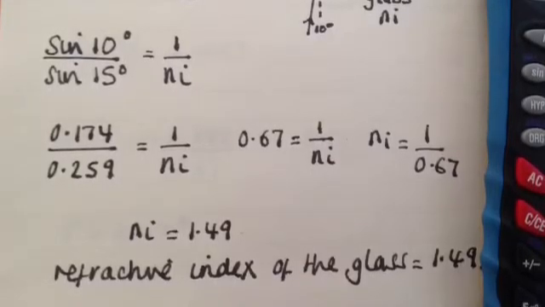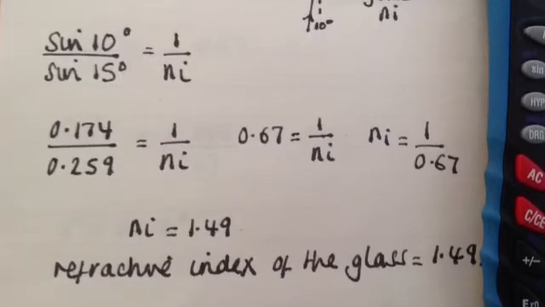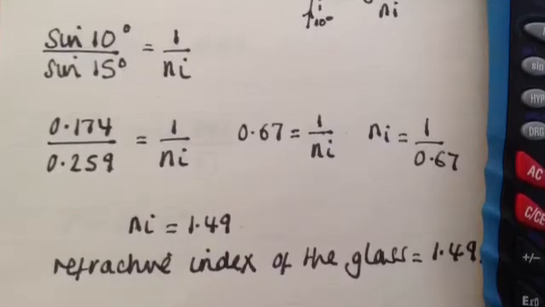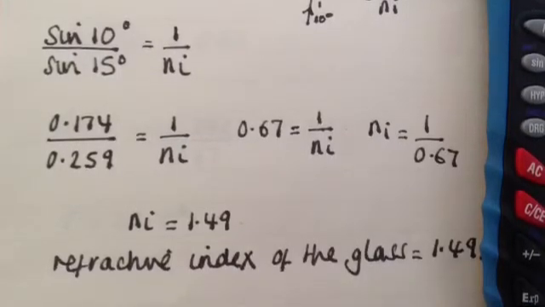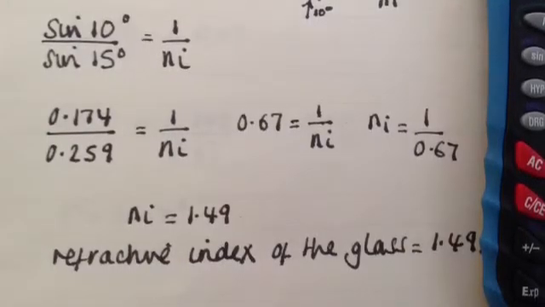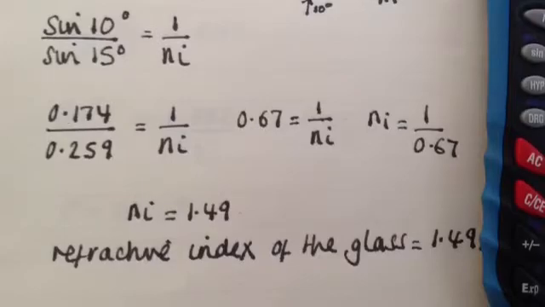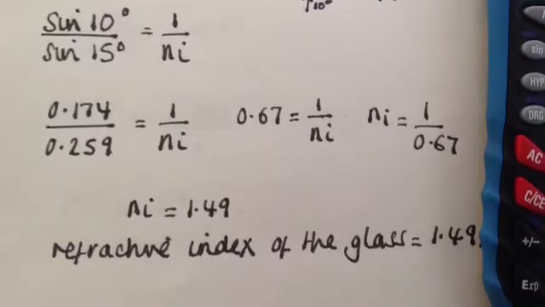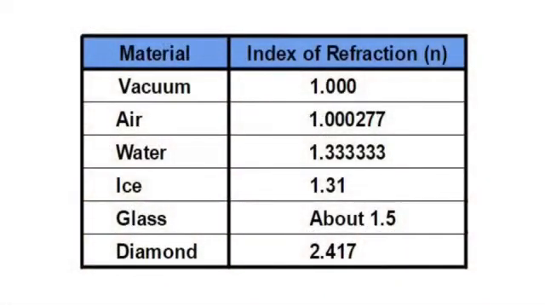0.67 was what I found on the calculator to be equal to 1 over ni, and then rearranging the equation, ni can be found by doing 1 divided by the 0.67. So the refractive index of the glass came out at 1.49. So each material has its own refractive index, and air has a refractive index of 1.